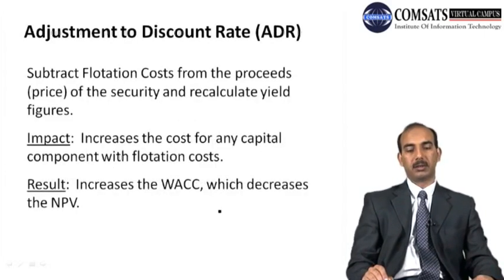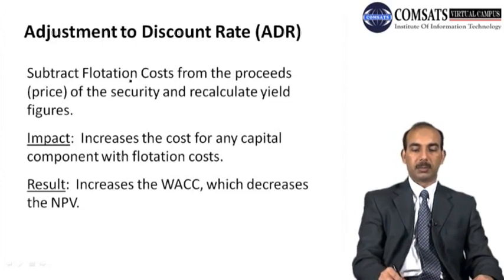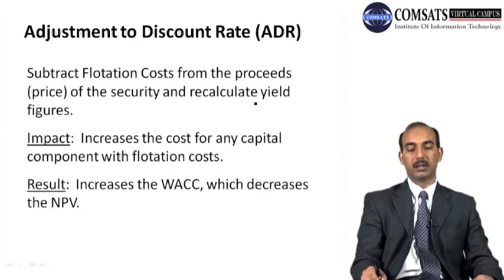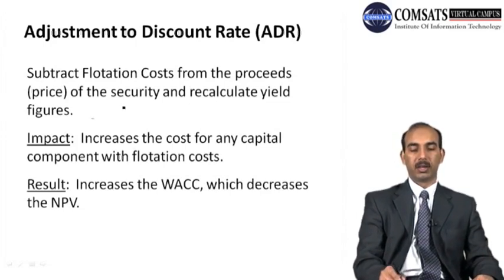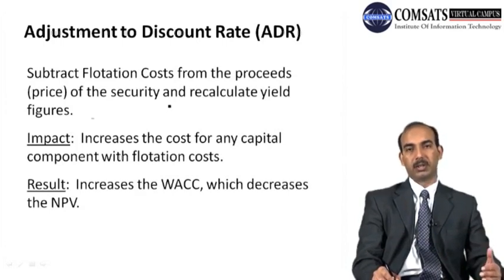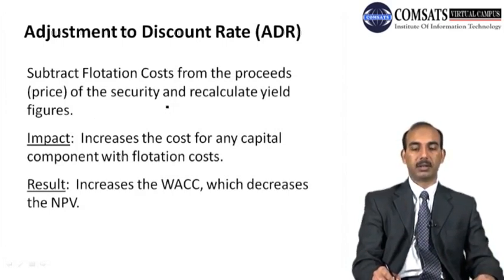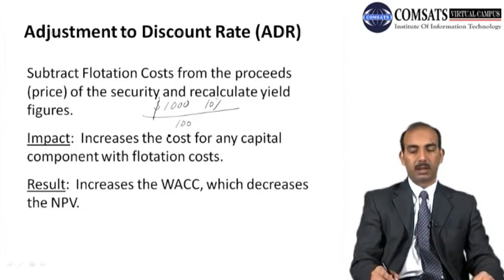And the other method is adjustment to discount rate. It means we subtract the flotation cost from the proceeds of the security and recalculate yield figures. For example, suppose the security you have sold is a bond and the face value of the bond is $1,000 and the rate on it is 10%. And the firm has to pay an expense of $100 every year.